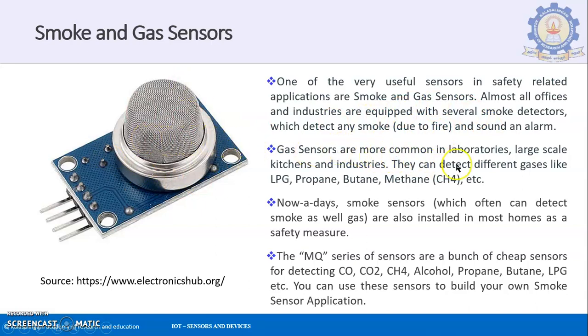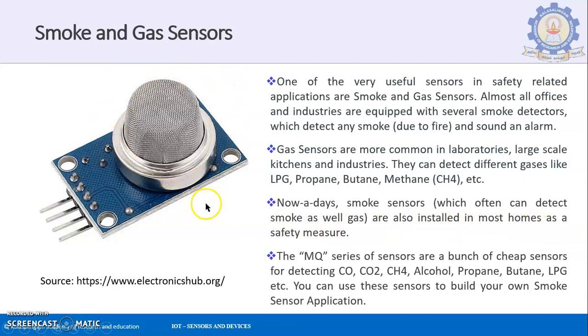Gas sensors are more common in laboratories, large scale kitchens and industries. Kitchens are the most important place. If an unnecessary amount of gas, like LPG, is leaking, you have to turn on an alarm and say that there is a gas leakage. So this is a practical example used in industries, kitchens, and so on. Smoke sensors can detect smoke as well as gas, and are installed in homes also, as a precaution.